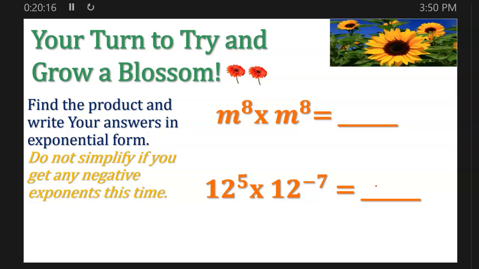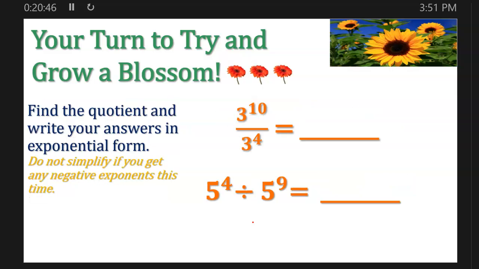1, 2, 3. Okay, so the first answer is m to the 16th. Again, we kept the base, and since it's a multiply problem, we add the exponents. 8 plus 8 is 16. And again, 12 to the negative 2. We kept the base 12, and we added 5 plus negative 7, which ends up being negative 2. We left our answers in exponential form because that is what our instructions say.